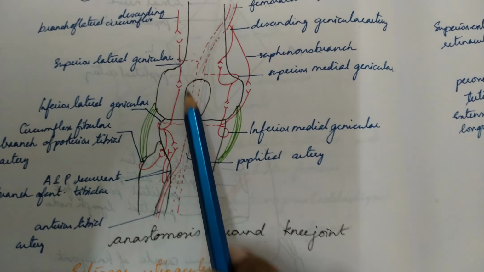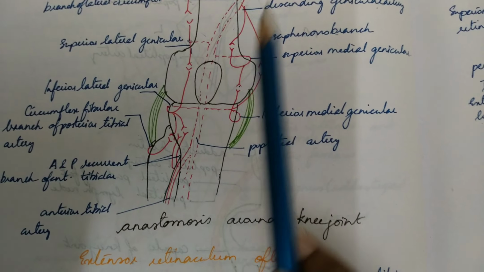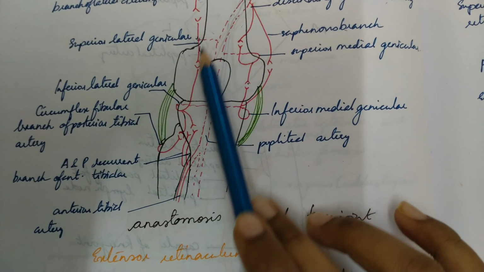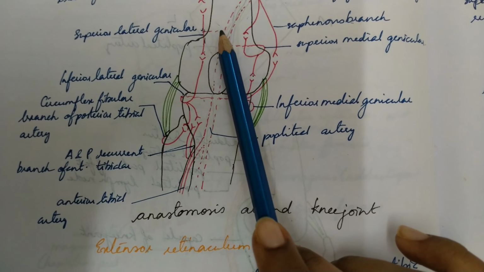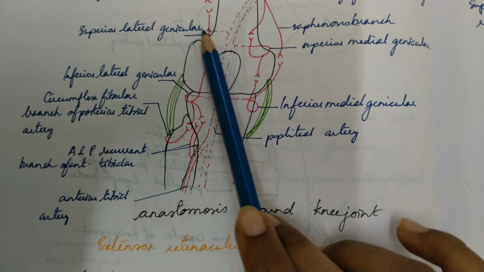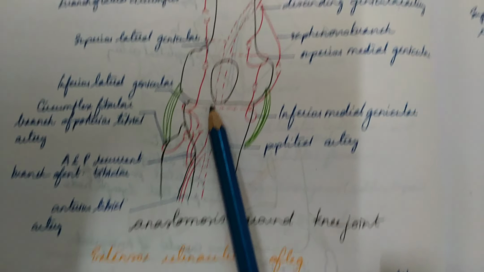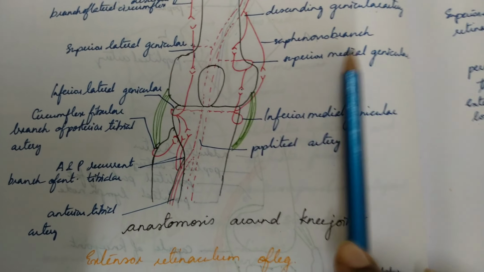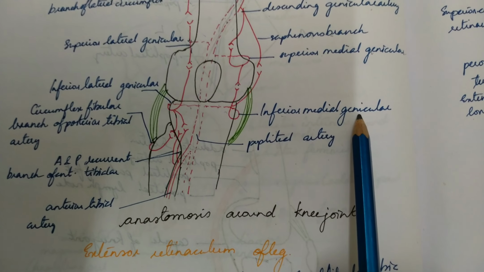Now when we come to the popliteal artery, 4 branches of the popliteal artery take part in the genicular anastomosis, and they are 2 on the lateral side and 2 on the medial side. The arteries on the lateral side are the superior lateral genicular artery and the inferior lateral genicular artery. On the medial side, correspondingly, we have a superior medial genicular artery and an inferior medial genicular artery.